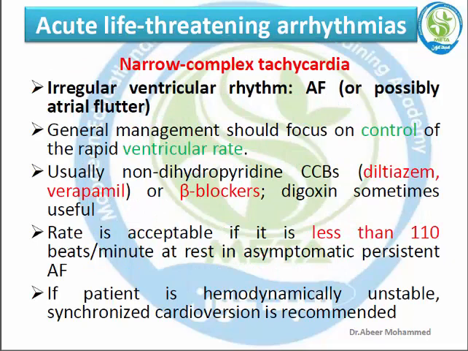In case of narrow complex tachycardia with irregular ventricular rhythm, that means atrial fibrillation or atrial flutter, general management should be focused on control of rapid ventricular rate. We control the rapid ventricular rate usually by calcium channel blockers, cardioselective calcium channel blockers, diltiazem and verapamil, or by beta blockers. Sometimes if calcium channel blockers and beta blockers fail, we can use digoxin. We could accept a rate up to 110 at rest in asymptomatic persistent atrial fibrillation.